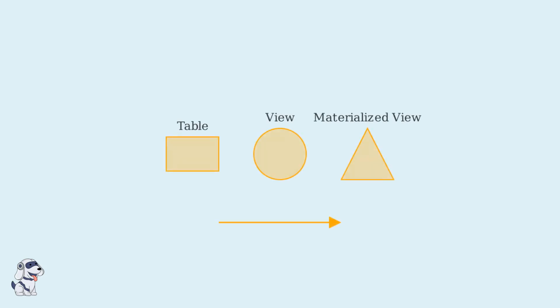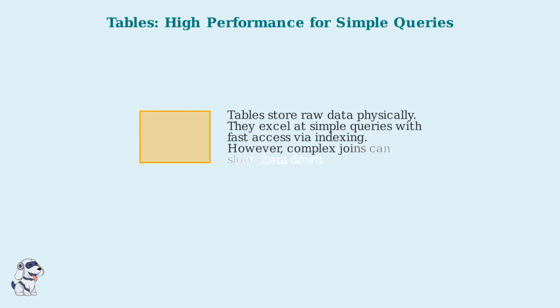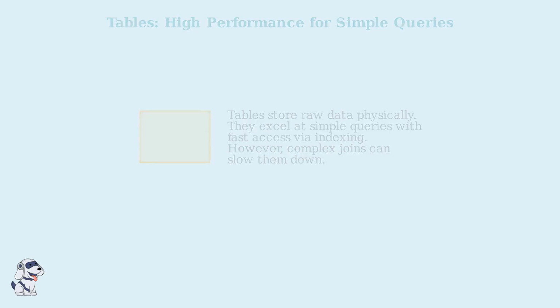Performance trade-offs involve balancing query speed with data freshness in database systems. Let's examine how tables, views, and materialized views handle this balance. Tables provide the foundation of data storage, offering high performance for simple queries.